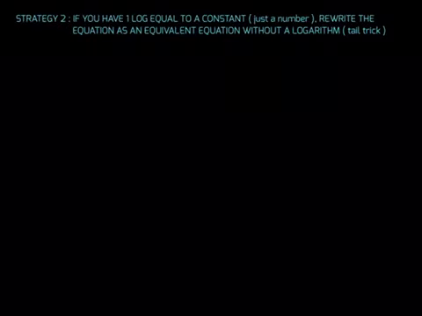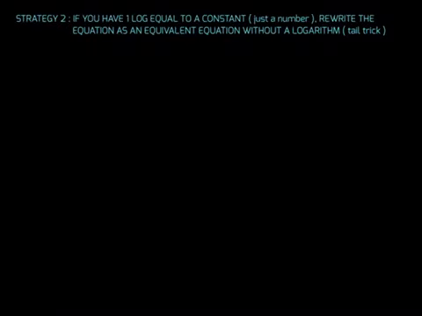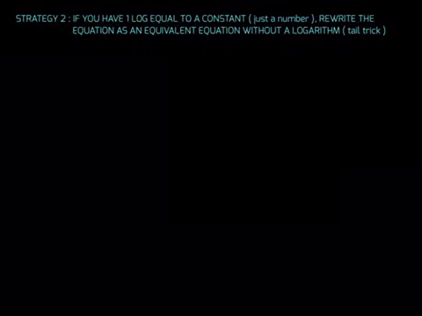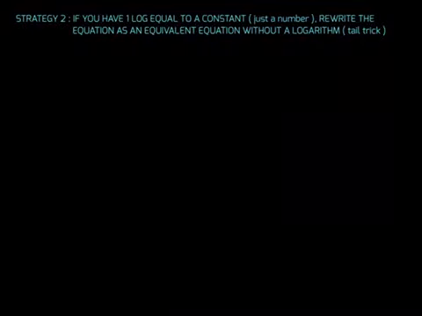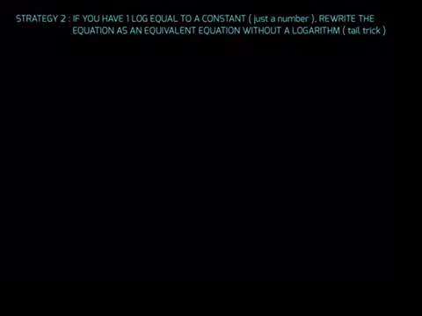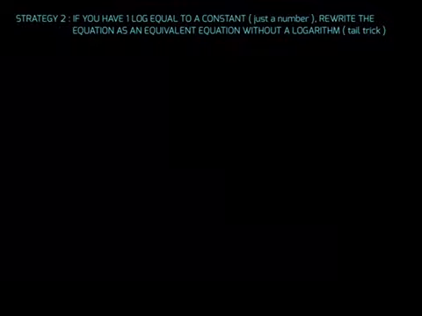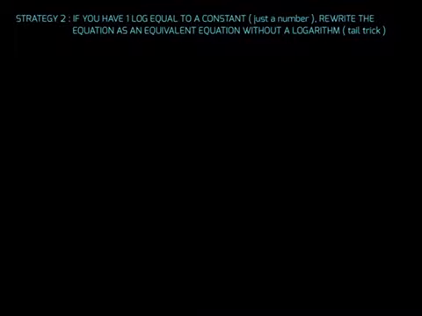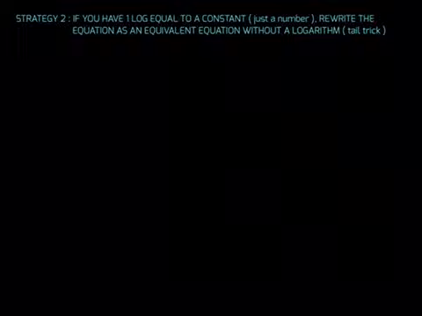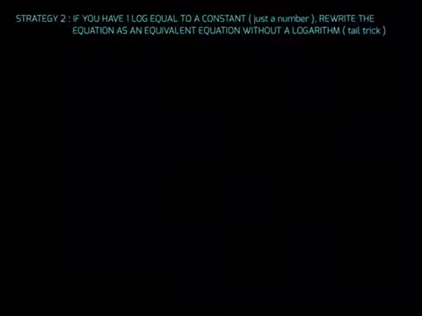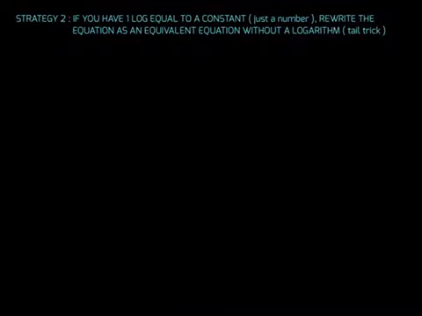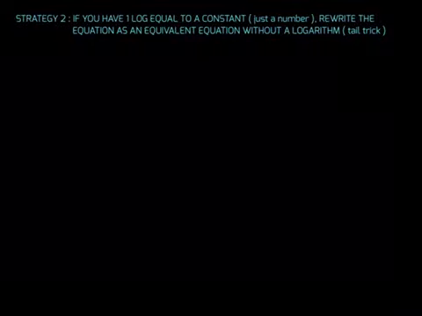Okay, before we go further, I just wanted to recap. So we have strategy number 2 that we've been using, and that is if you have one log equal to a constant, when I say a constant, I mean just a number, then you can rewrite the equation as an equivalent equation without a logarithm. And that's basically doing that little tail trick. In an earlier lesson, I called that like the little tail or scorpion tail trick, where you rewrite it as its equivalent expression or equivalent equation. Okay, so we got strategy number 1 and strategy number 2. Okay, all right, so we just used strategy number 2 for examples 2 and 3.